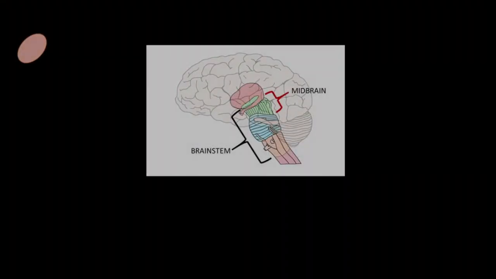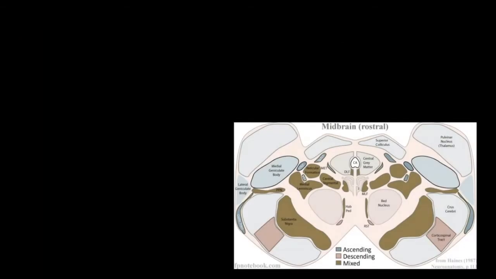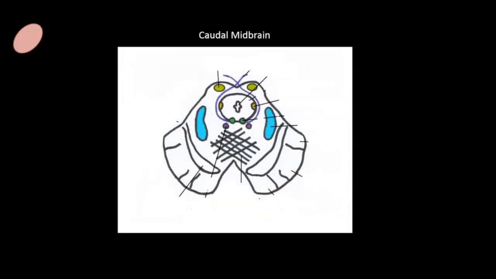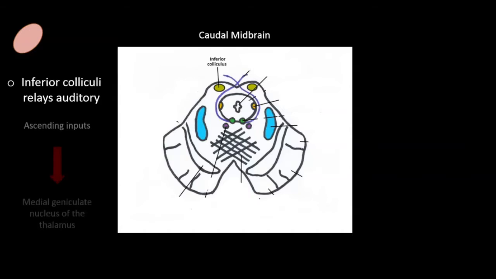The midbrain can be separated into two sections, rostral and caudal. These are separated by whether the inferior or superior colliculi can be identified. Let's start with the caudal midbrain. Here we see a large nuclear structure known as the inferior colliculus that relays auditory information. It receives ascending inputs from auditory relay nuclei of the medulla and pons to the medial geniculate nucleus of the thalamus.